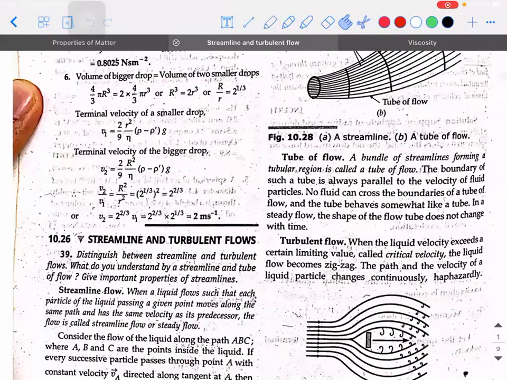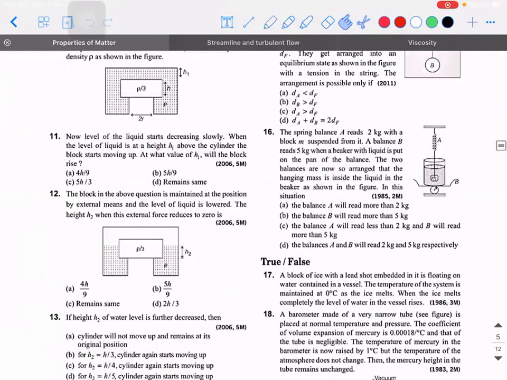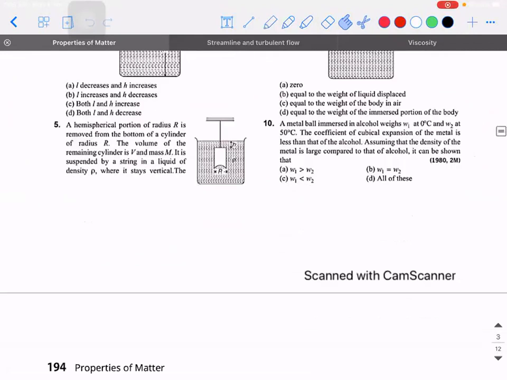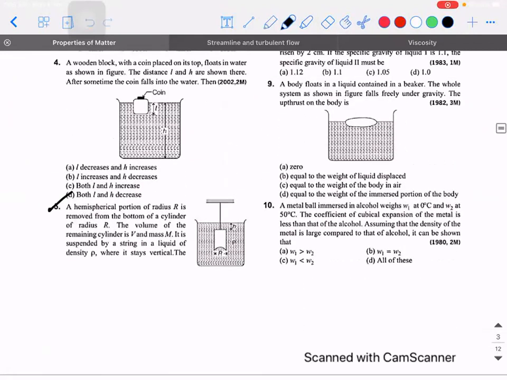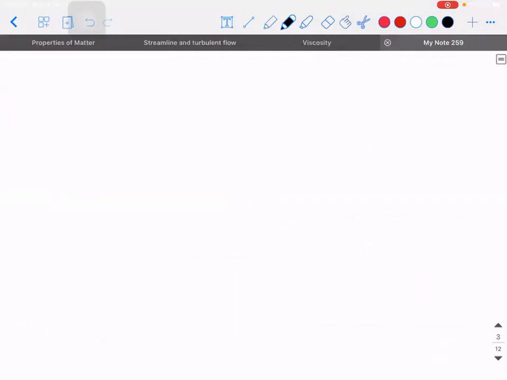Yes, sir. So last class, I remember we discussed fluid statics, right? This was the last problem that we did. Fifth was the last problem. We studied ideal fluids at rest, and we are doing properties of matter, in which we are concentrating on the mechanical properties of liquids, right? So in today's topic, we are going to discuss fluids in motion. That is fluid dynamics.